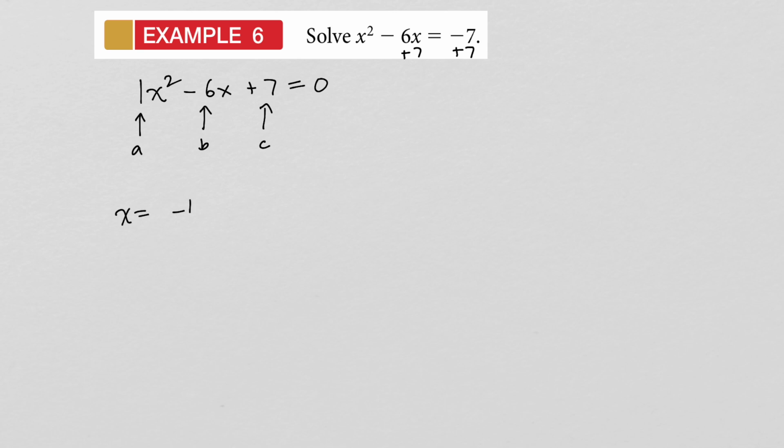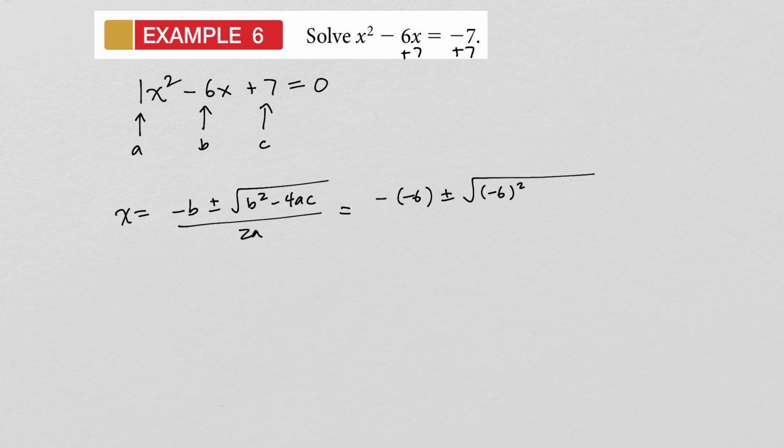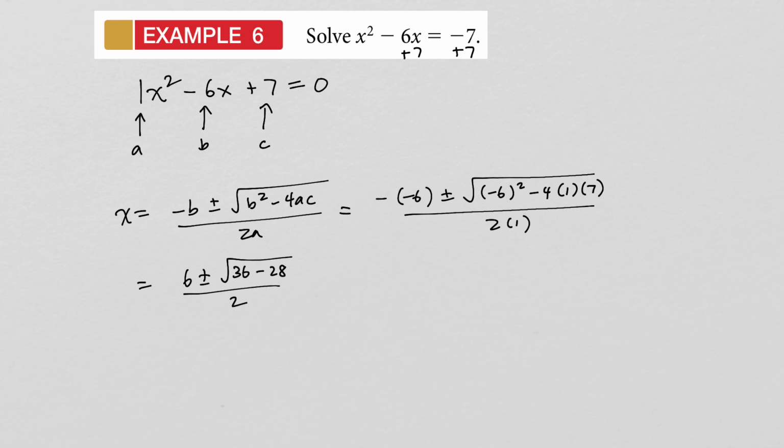And the quadratic formula tells us x is equal to negative b plus or minus square root of b squared minus 4ac, all divided by 2a. And this is going to be negative 6 plus or minus the square root of negative 6 squared minus 4 times 1 times 7, all divided by 2 times 1. And then when we simplify, we have positive 6 plus or minus the square root of 36 minus 28, divided by 2. This is 6 plus or minus the square root of 8 divided by 2.